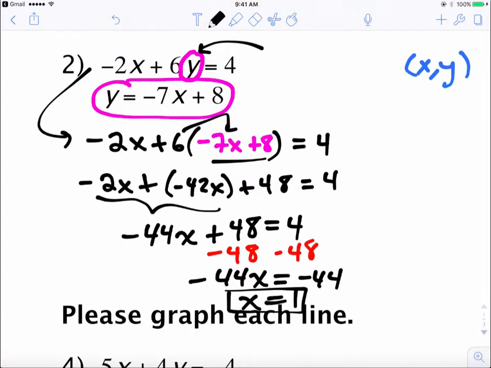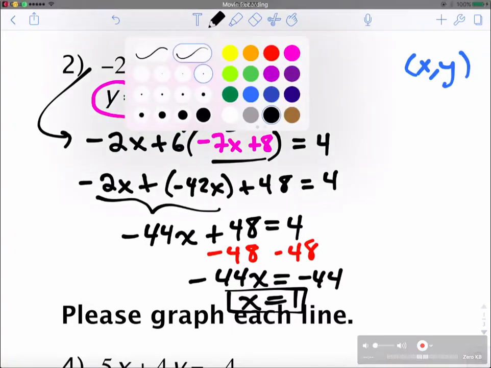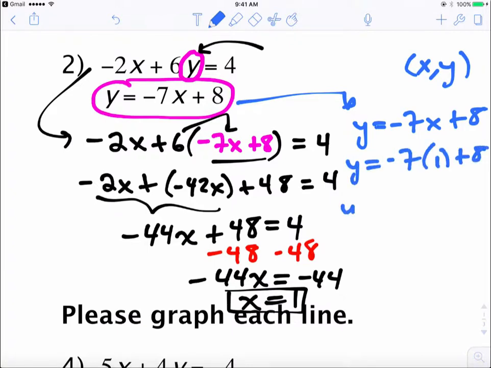Woohoo! All we need to do now is take this x value and substitute it into either of these two original equations, and regardless of which one we do, we should find the same y value. Let's take this one right here. So we know that y is equal to -7x plus 8. However, we know that the x value is going to be 1. So let's see, y equals -7 plus 8. Oh, looks like y is equal to 1 as well.